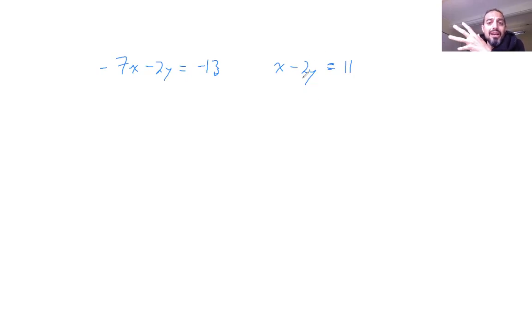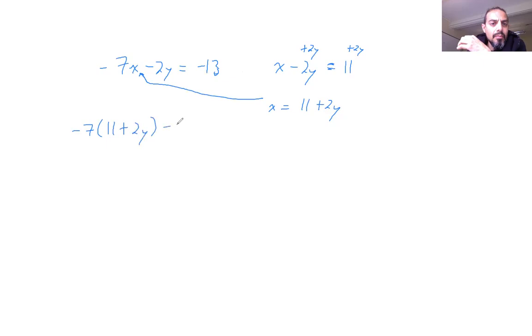So I'm going to isolate x in this equation by adding 2y to both sides. Now I have x equals 11 plus 2y. I'm going to take that result and substitute that in for x into the other equation. I'll get negative 7, open bracket, 11 plus 2y, close bracket, minus 2y is equal to negative 13.